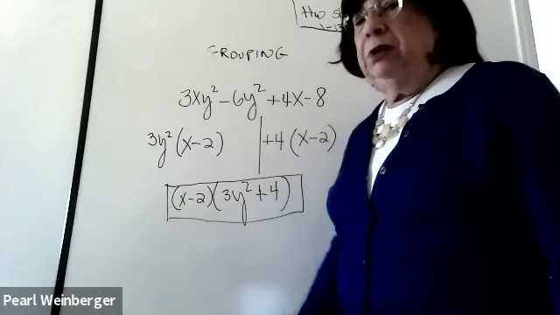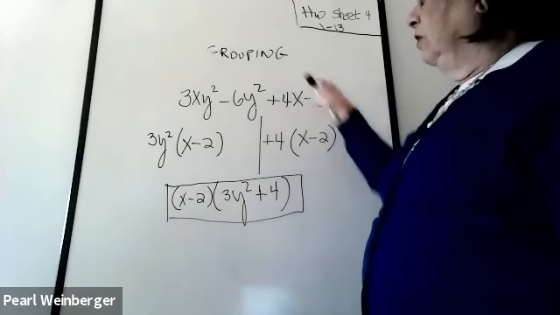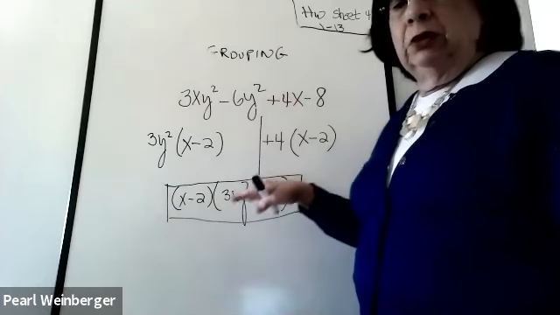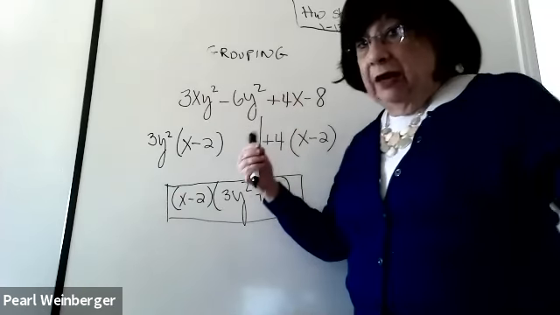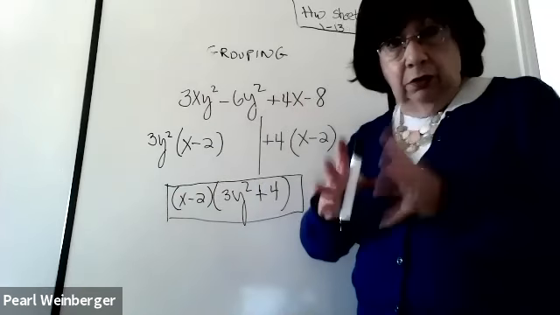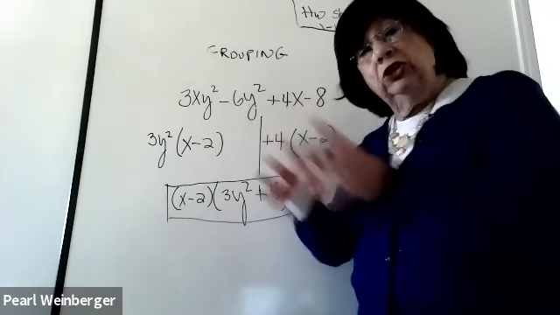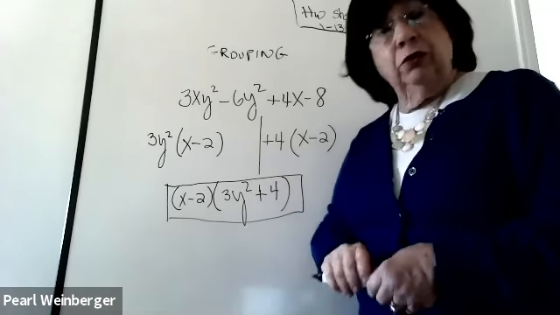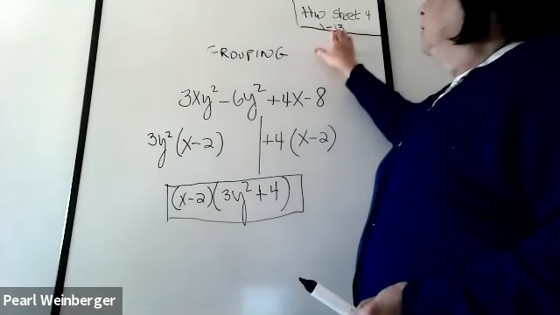So we use grouping when we are given something with 4 terms and there's no common factor in all 4 of them, but we could do a common factor in each of the first group and the second group.